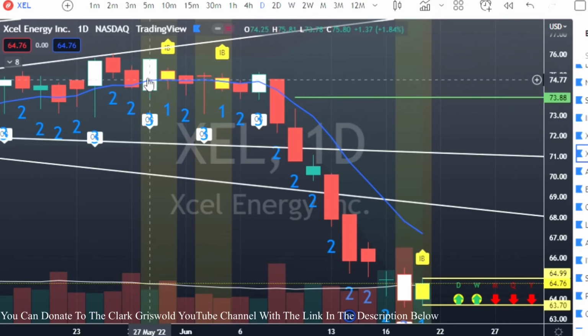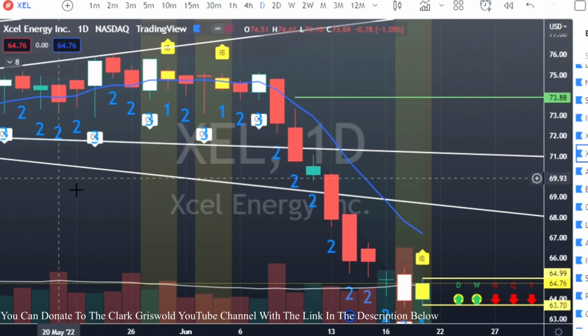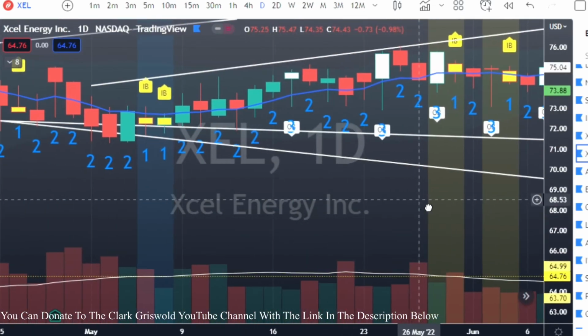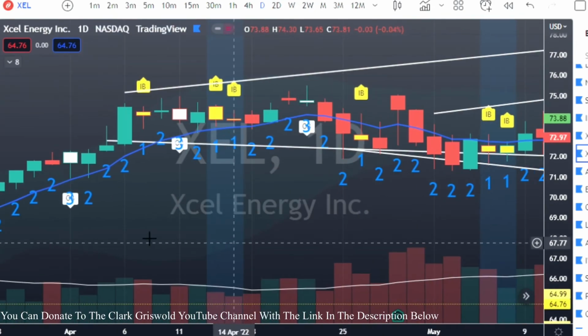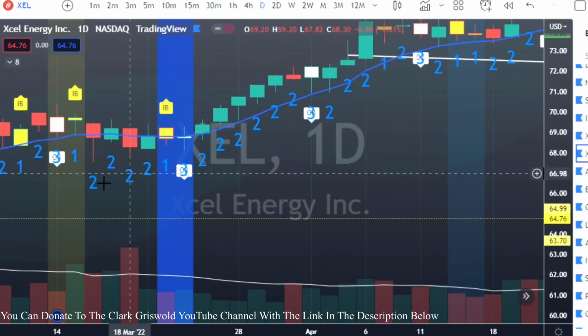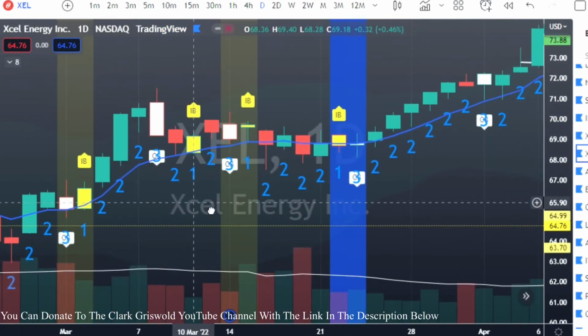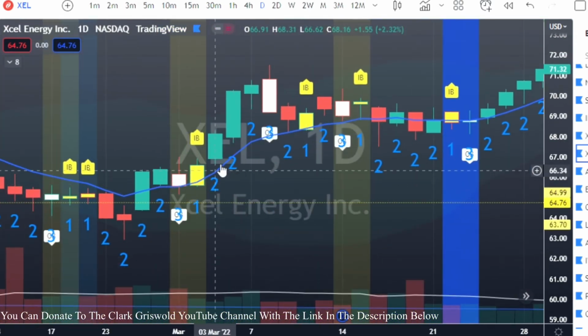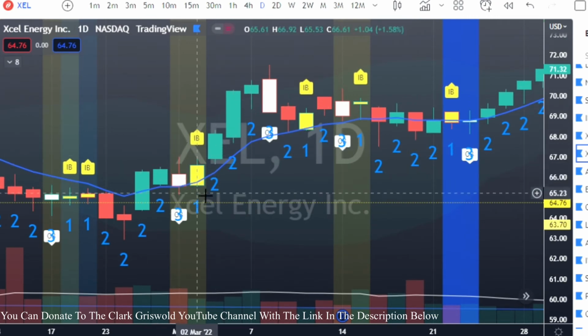This 3-1 setup here trends to the downside for 2 days. Looks really good. Do we have another 3-1? This double inside bar was great on XL. And here's the next 3-1. A really, really nice downtrend here off of that 3-1. And let's look for one more. There we go. Look at this. 1, 2, 3, 4 days we trended up off of this 3-1 setup. So I really love 3-1 setups.